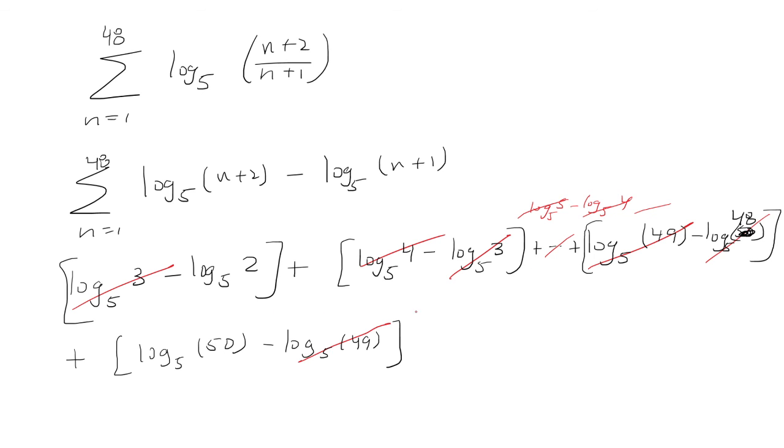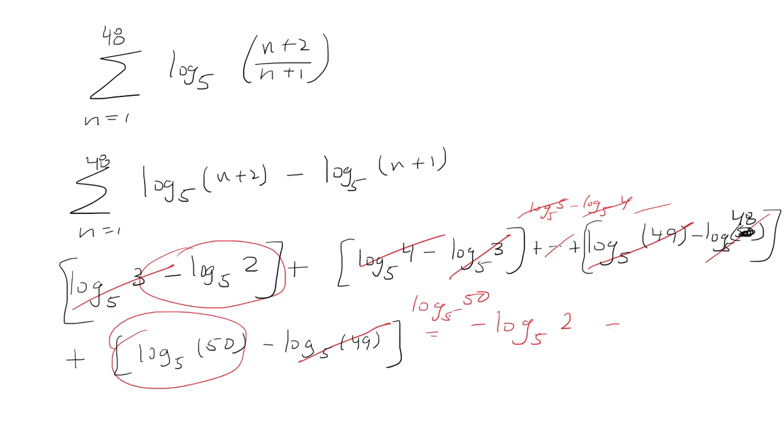So really, all that's left is negative log base 5 of 2 and log base 5 of 50. What I'm going to do is write log base 5 of 50 first, because now when you subtract two logs, you have to divide what's inside. So this will be log base 5 of 25, since 50 divided by 2 is 25. And then we know that 5 squared is 25, so log base 5 of 25 is 2.